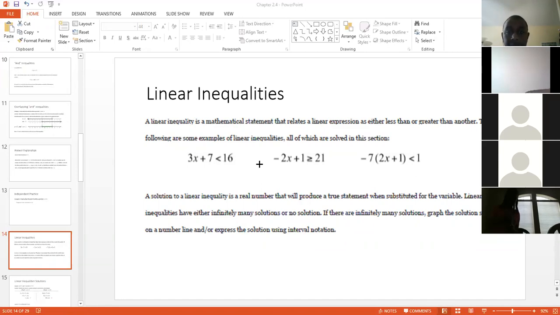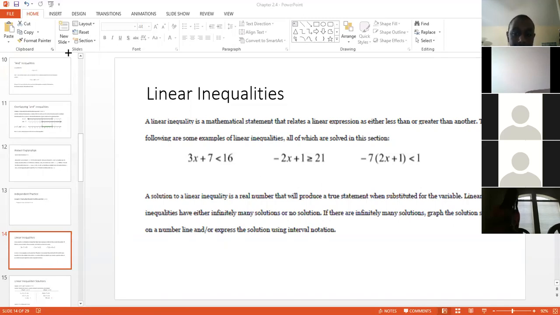So these are all examples of linear inequalities. The steps to solve linear inequalities are pretty similar to the ones that we use to solve linear equations. You use the properties of equality to isolate the variable term. Then you use multiplication or division to isolate the variable, and then you just simplify.